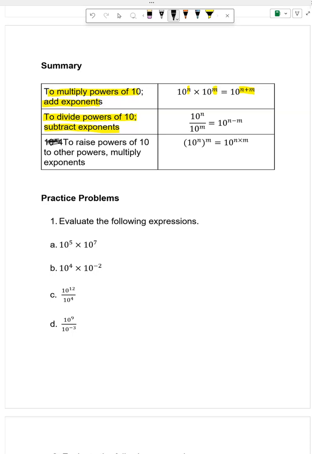So to raise powers of 10 to another exponent, you just multiply the exponents. So you take m times n, right?